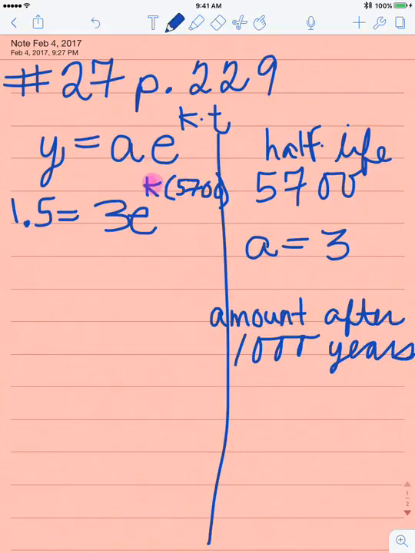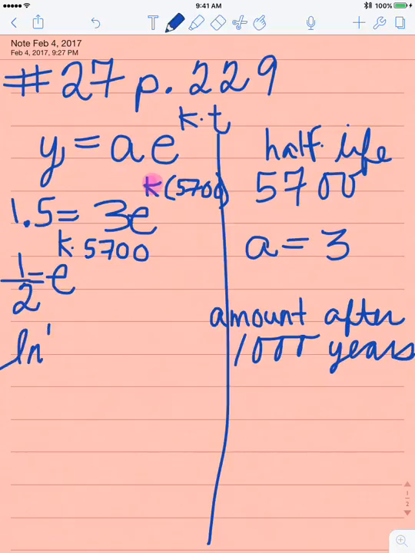So I'm going to divide both sides by 3, and that's just going to give me 1/2 equals e to the k times 5,700. By the way, if you're thinking each and every time you do a half-life problem, can you set it up so it's 1/2 equals e to the 5,700k? The answer is yes, because we're dealing with half-life. It's always going to end up being 1/2. Okay, so I want to solve for k, and this is an exponent, so I'm going to natural log both sides.